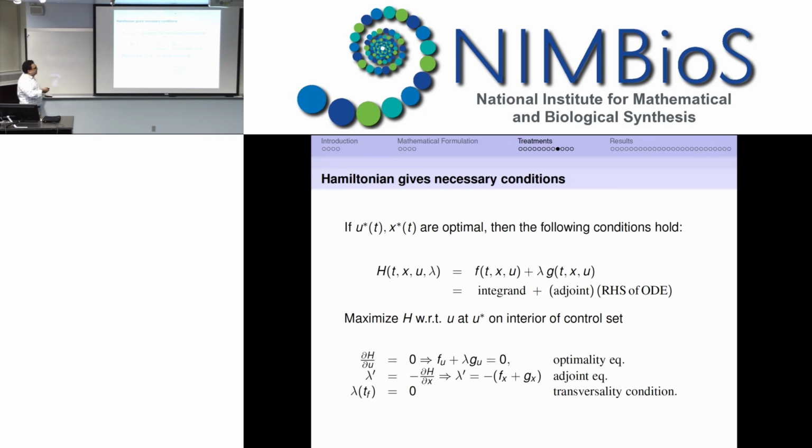We maximize the Hamiltonian with respect to U at U star on the interior of the control set. So we take the partial of the Hamiltonian with respect to U, we obtain this equation, and we solve for U, and that gives us the characterization for the optimal control. This over here is the adjoint equations, which are the result obtained from the Pontryagin maximum principle. And this other condition here is also enforced, which is called the transversality condition. This requires that the adjoint variable is zero at the final time.